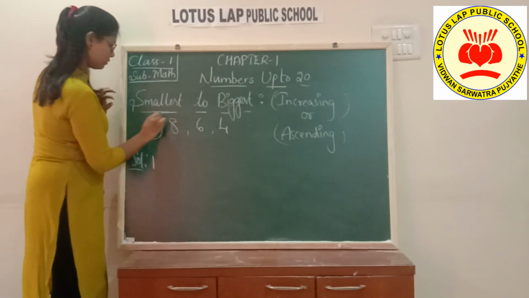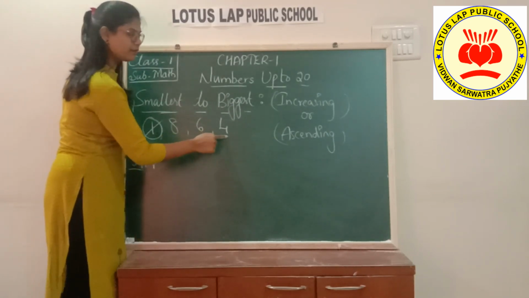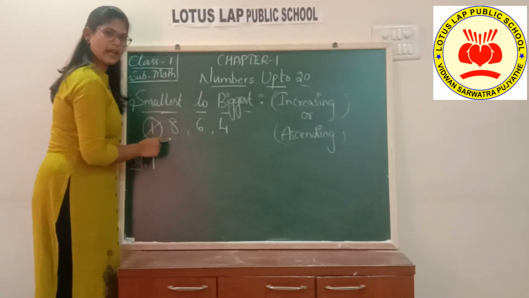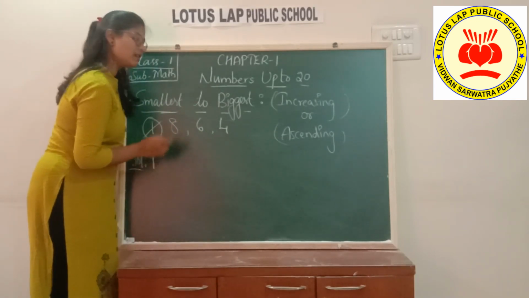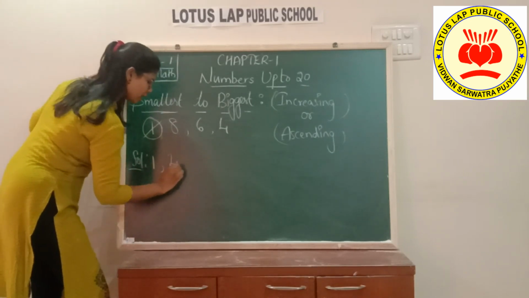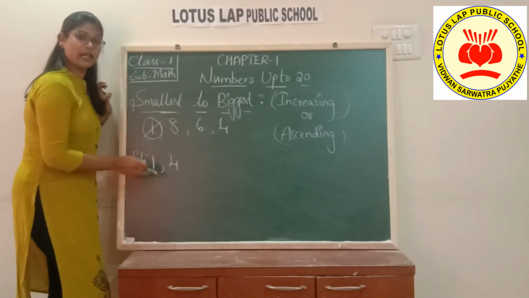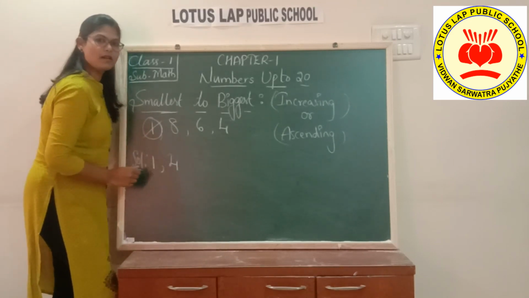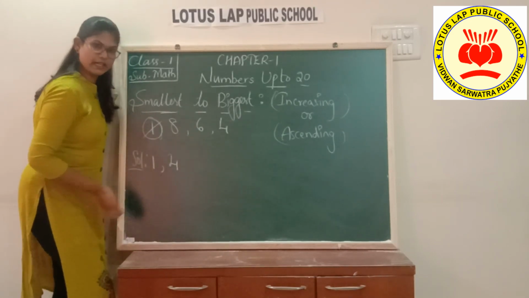1 is over. Now 8, 6, 4. Which is the smallest among these three numbers? 8, 6 or 4? Yes, it is 4. Here you have to put a comma. It is for sure, because if you won't put this one, it becomes a number. These are individual digits.